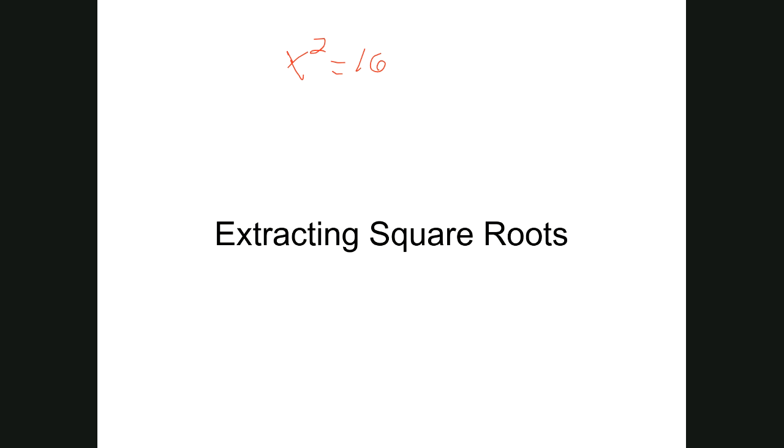So I would just take the square root of both sides. I'd end up with x equals plus or minus 4. Now why plus or minus? Because when you take the square root of a number, you get positive or negative.